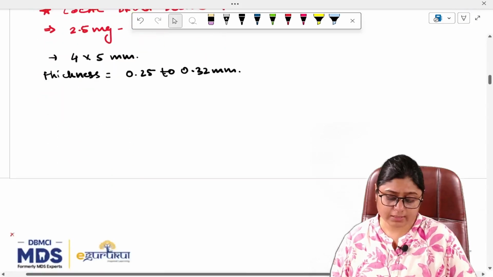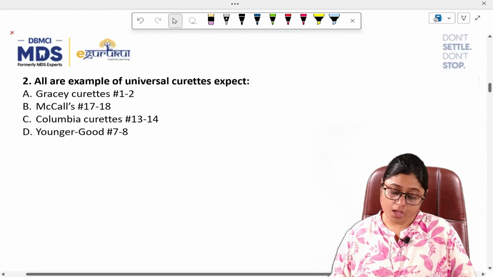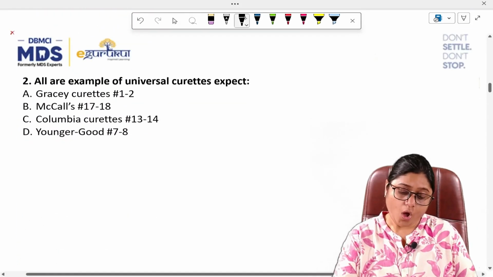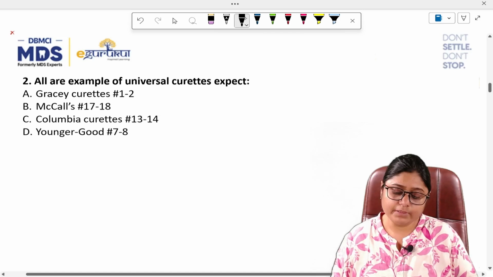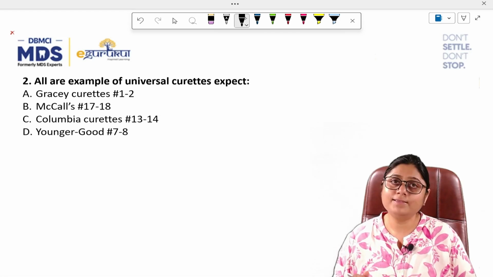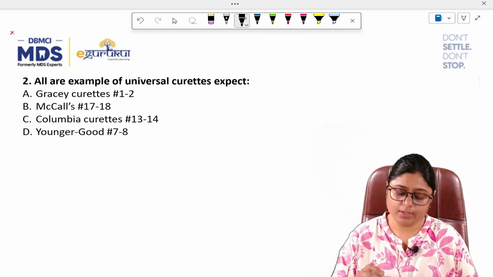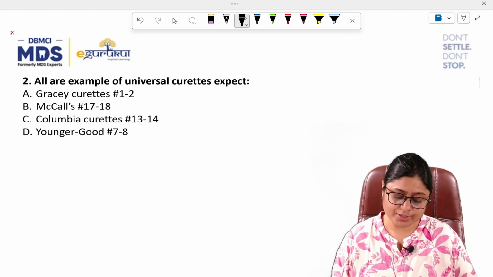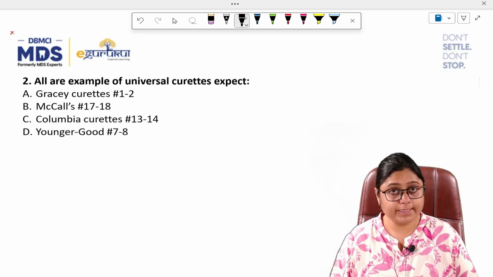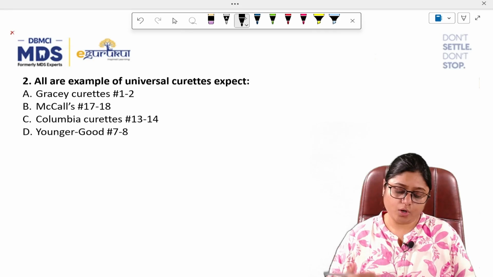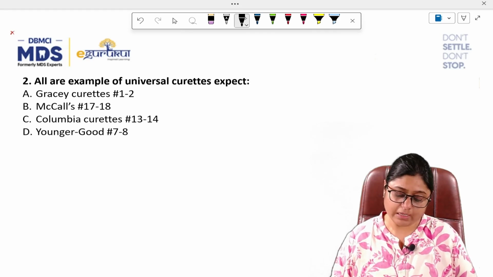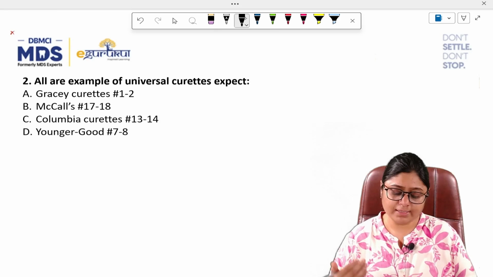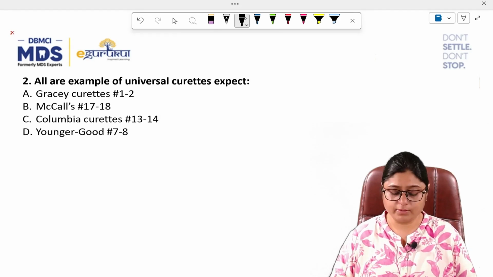Okay. Now, the next question. The next question is, all are examples of universal curets except. The options are number A, Gracey curet 1 and 2. Option number B is Mecca's 17 18. Option number C is Columbia curets and option number D is Younger Good.